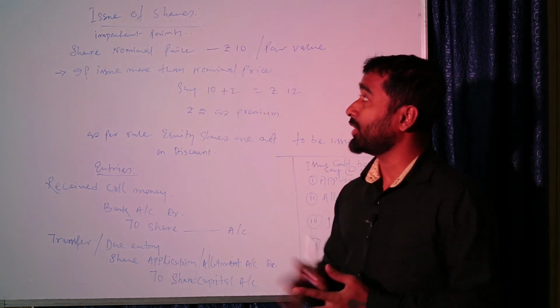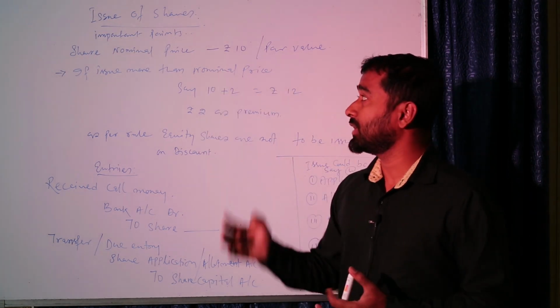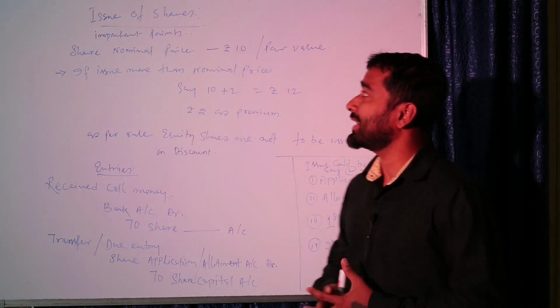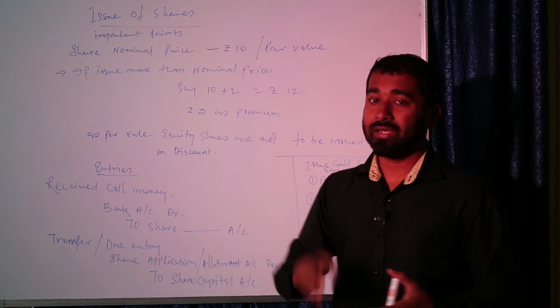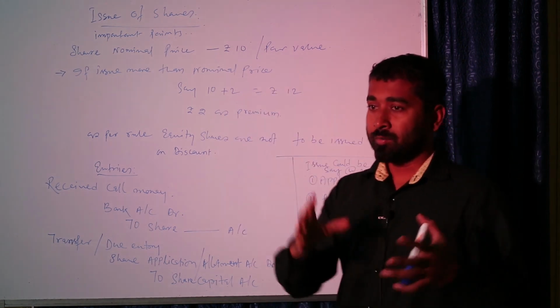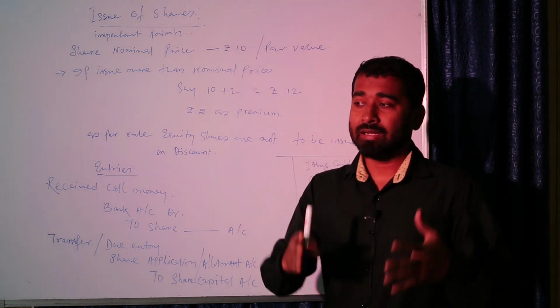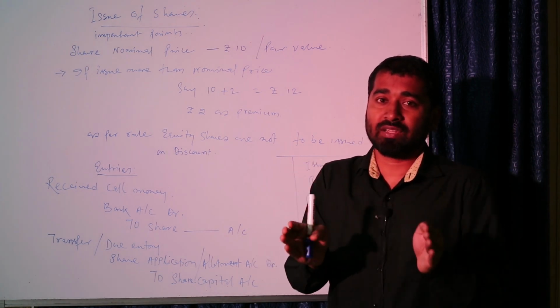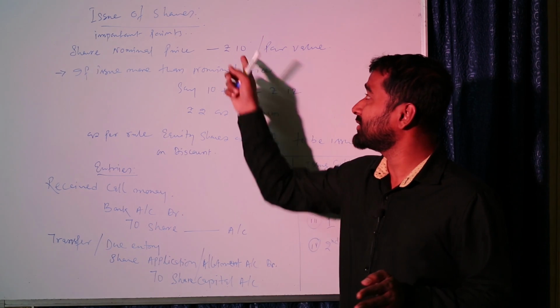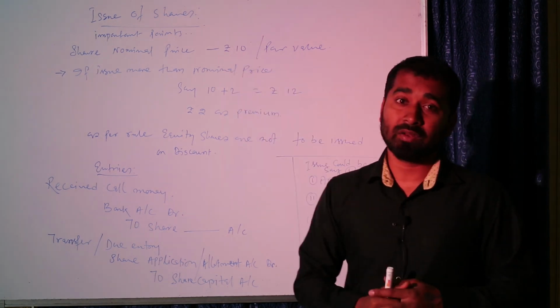Okay, next we are going to see the issue of shares. Some important points we are supposed to see, one by one. One is the share nominal price, say for example 10 rupees. It is otherwise known as the par value. It means that when we are issuing any shares, the actual rate of the shares that we have fixed is known as the par value or nominal value.